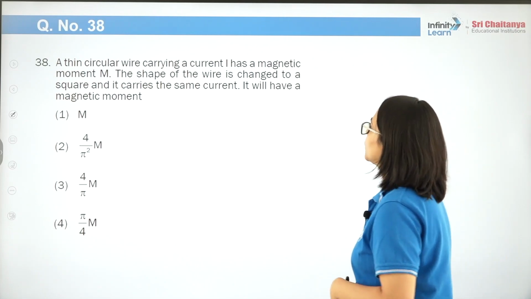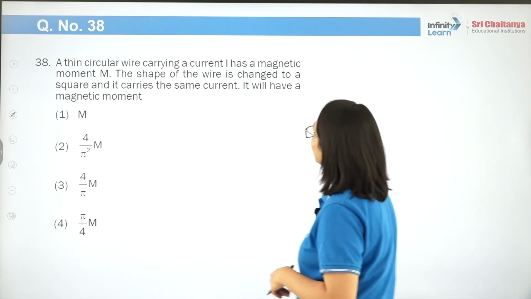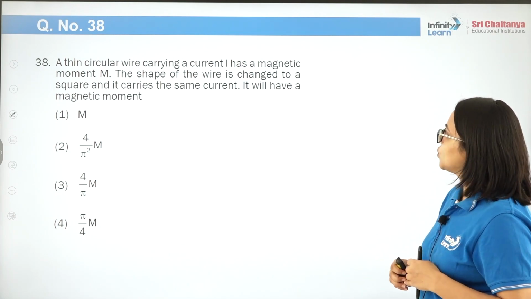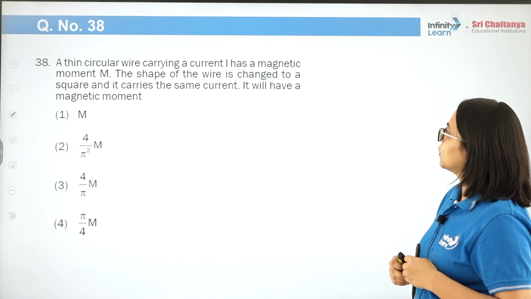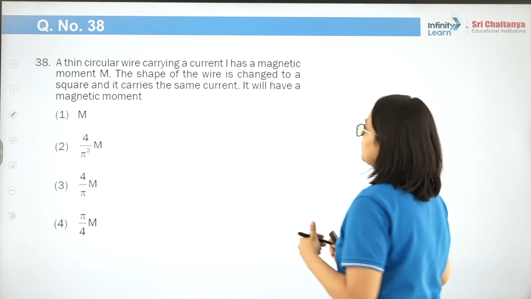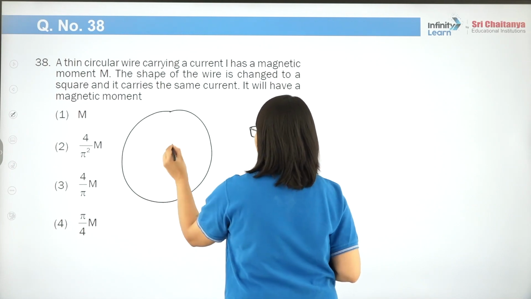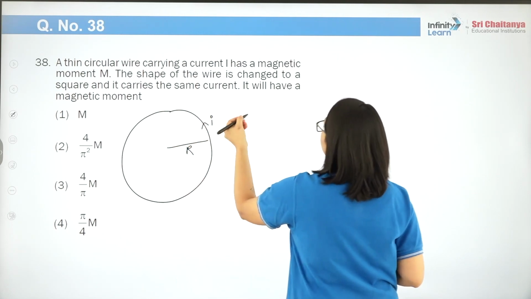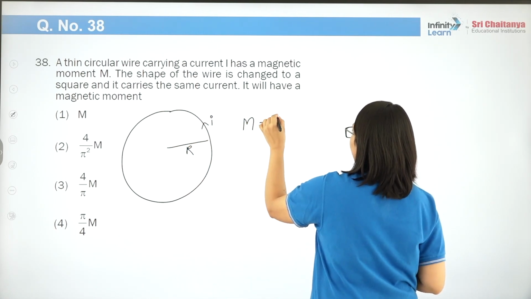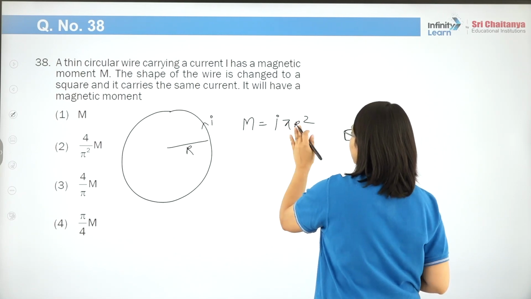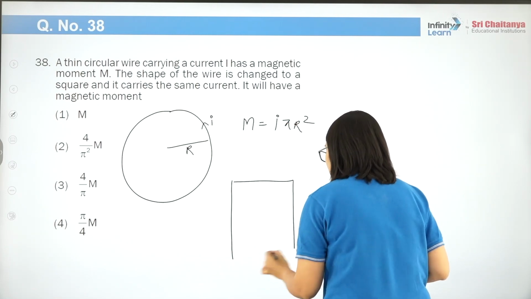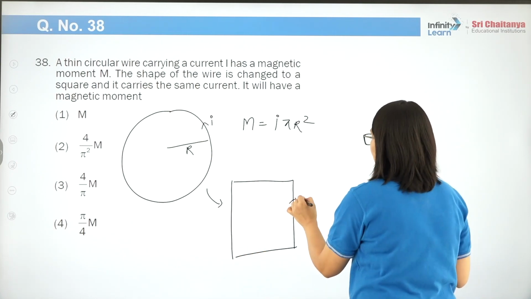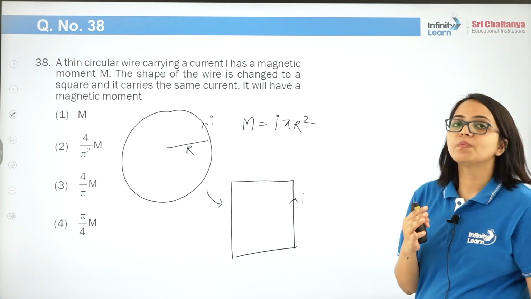We have a thin circular wire carrying current I, with magnetic moment M. The shape of the wire is changed to a square and it carries the same current. It will have a magnetic moment of what? So the circular wire, r radius, 2 pi r circumference, I current, magnetic moment is I into pi r square, I into A. Now I am converting the same wire into the form of a square, having the same current I. What will be the new magnetic moment?